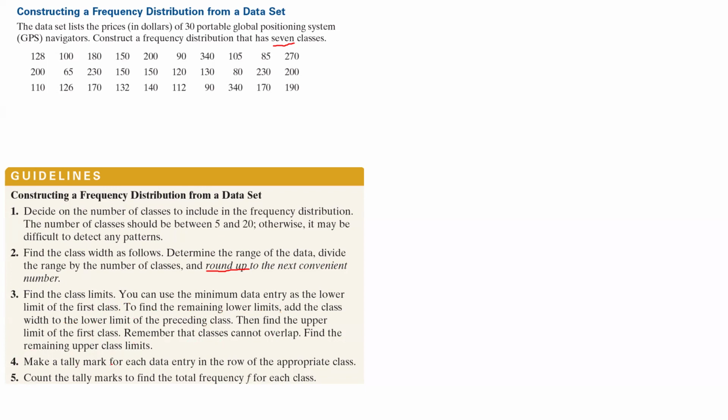In the fourth step, make a tally mark for each data entry in the row of the appropriate class. And in the fifth step, count the tally marks to find the total frequency, which is denoted by F for each class. So let us begin.